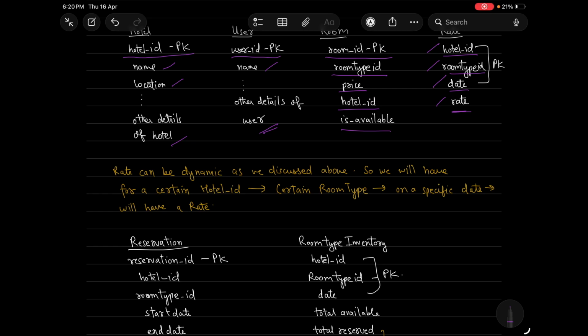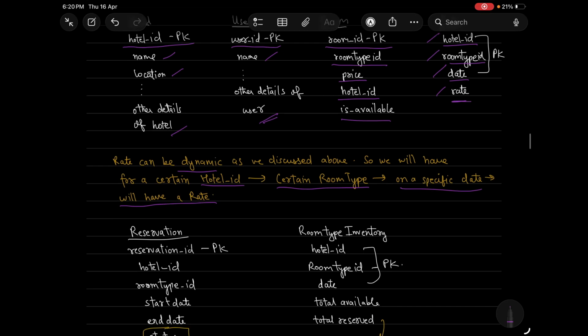Again, similar thing, rate can be dynamic as we discussed above. So for a certain hotel ID and certain room type on a specific date, we will have a rate which can dynamically vary.